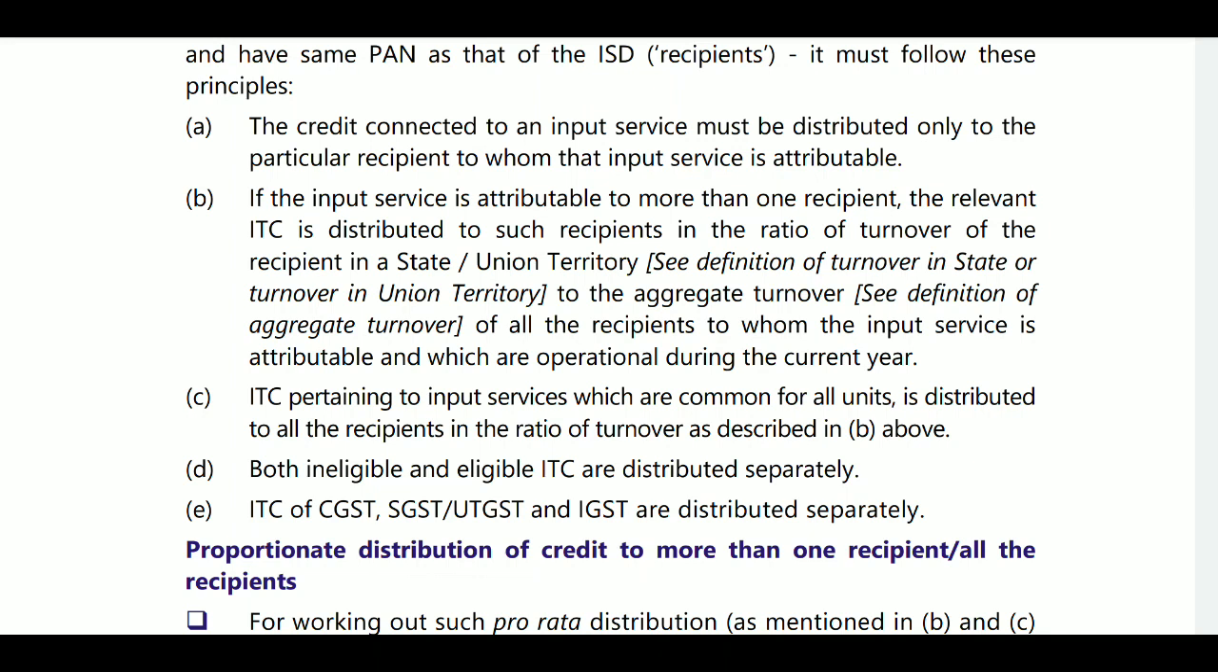Credit connected to an input service must be distributed only to the particular recipient to whom that input service is attributable. For example, in our case the services were provided only to the Chennai branch and Karnataka branch. For the Telangana branch there is no service. So the ISD at the Kurnool branch must distribute only to the Chennai and Karnataka branches, not any amount to the Telangana branch. ITC is distributed only among the recipients to whom the input services are attributable.